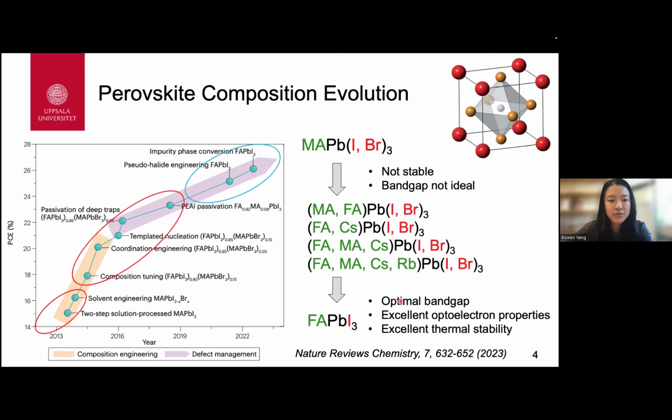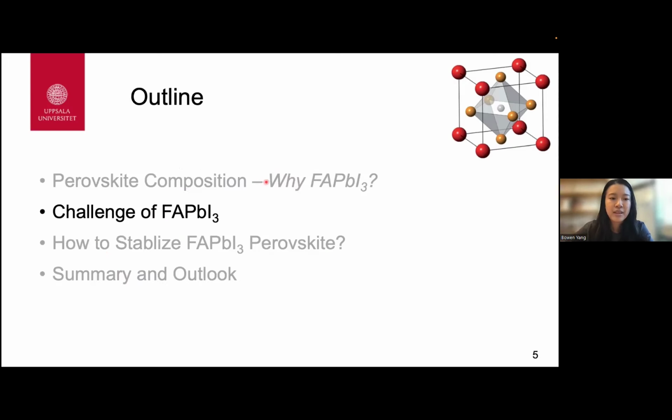This is mainly due to its optimal band gap of around 1.5 eV and also excellent optoelectronic properties as well as excellent thermal stability. Recent studies have already demonstrated the high performance of these formamidinium lead iodide-based solar cells, achieving power conversion efficiency of 25%. However, although FAPI can achieve top efficiencies, it also presents some challenges.